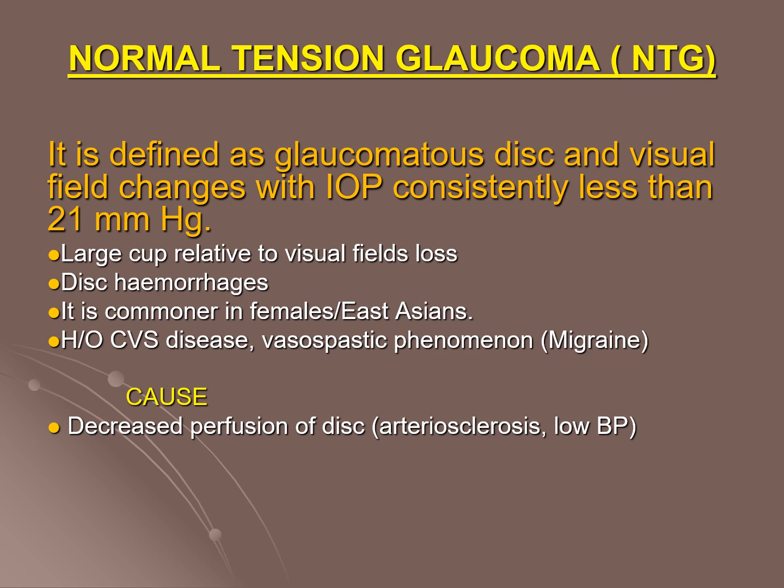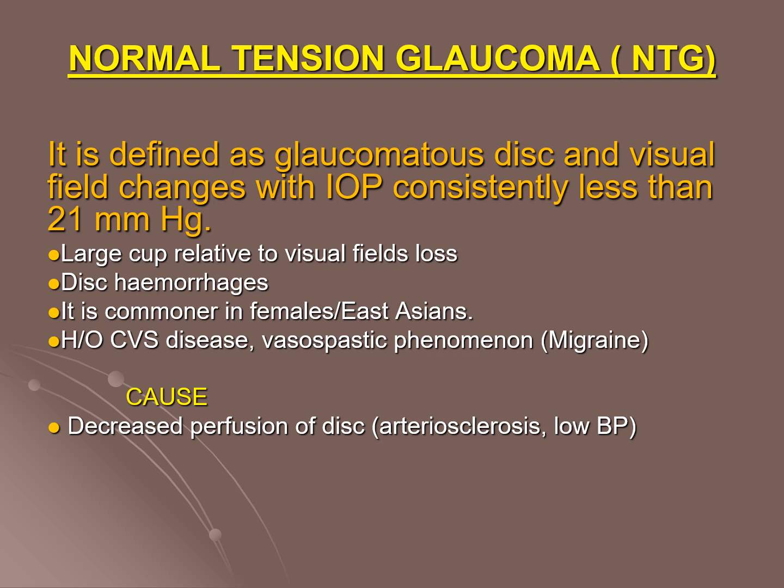What is normal tension glaucoma? Normal tension glaucoma is defined as glaucomatous disc and visual field changes with IOP consistently less than 21 millimeter of mercury, though the other signs are the same as primary open-angle glaucoma, having increased cup disc ratio and peculiar visual field defects. Here the cup is relatively large as compared to the visual field loss. Disc hemorrhages may be there.